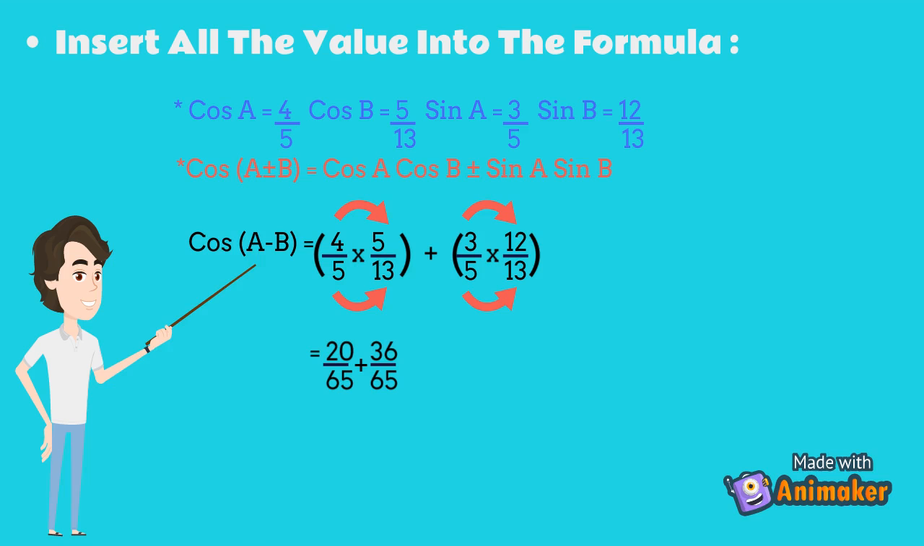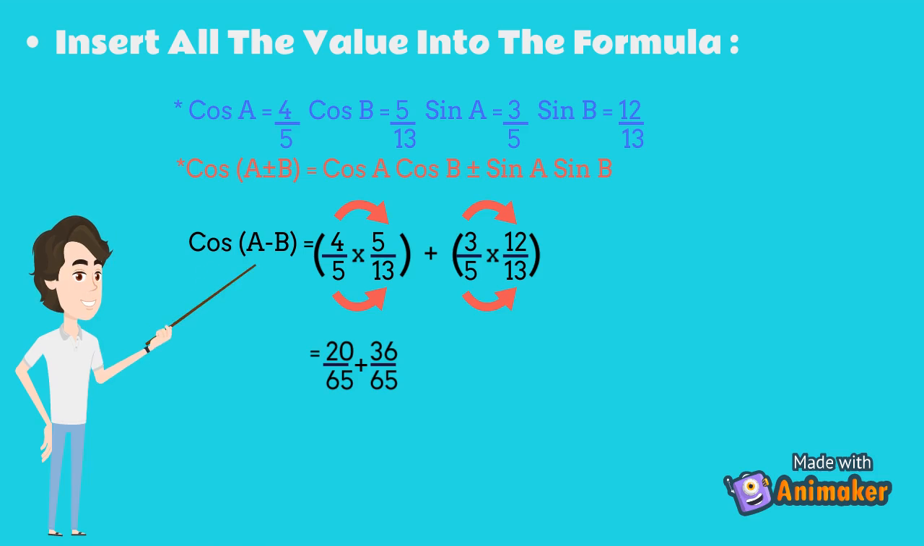If you don't remember how much 5 times 13 is, don't worry, because I'm here to help you. You just have to remember that 5 times 12 is 60. To make it 13, you just have to add another 5 to it. So 5 times 13 is 65.